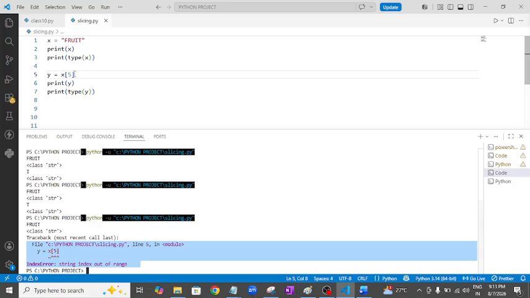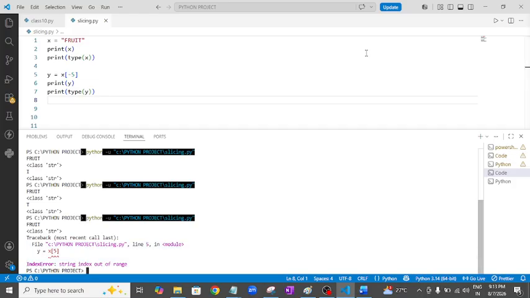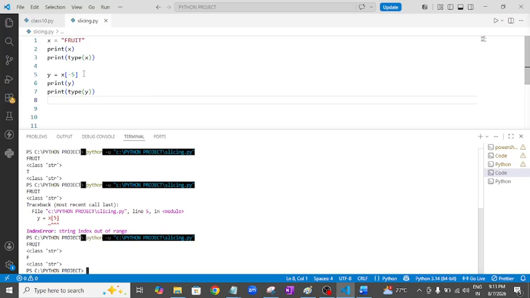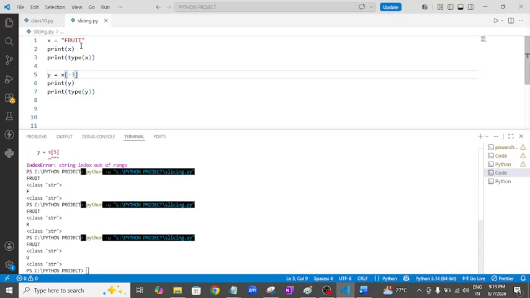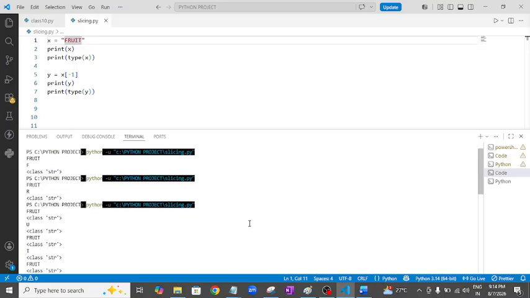Okay, no problem. Let me go with minus 5. Now I want to iterate with the minus sign. Minus 5, sir, is nothing but f. Minus 4 is nothing but r. Minus 3 is the expected u. Minus 2 is nothing but I. Minus 1 will be the last index, meaning t.